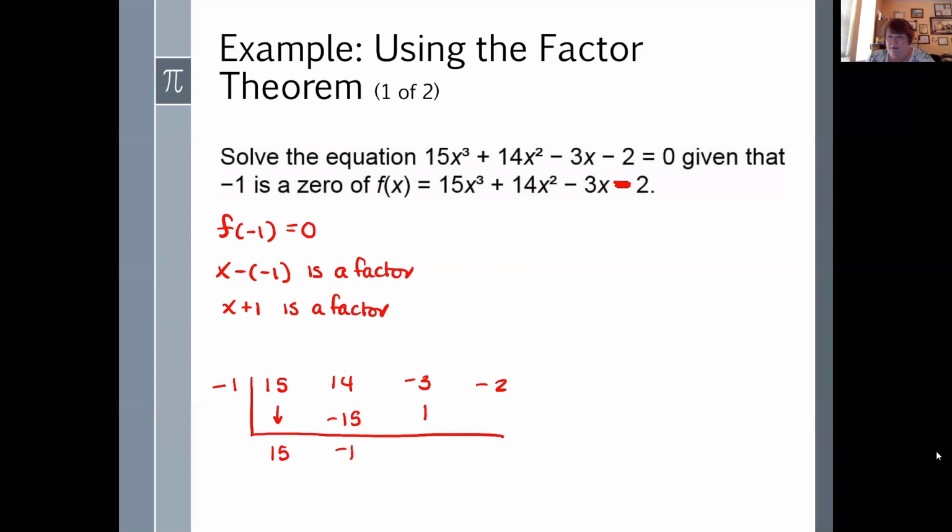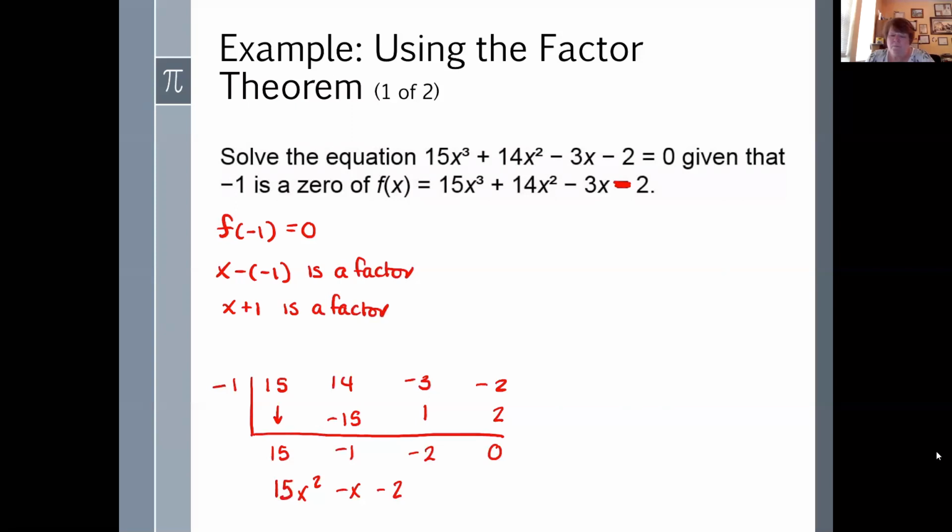Write that in the third column. Add the -3 and the 1, that's -2. Take -2 times -1, that's 2. Write that in the fourth column. Add those together and you get a remainder of 0. So 15, -1, -2 are the coefficients on my quotient. I've divided a third-degree polynomial by a first-degree polynomial. So what I'm going to get is a second-degree polynomial quotient, 15x squared minus x minus 2.